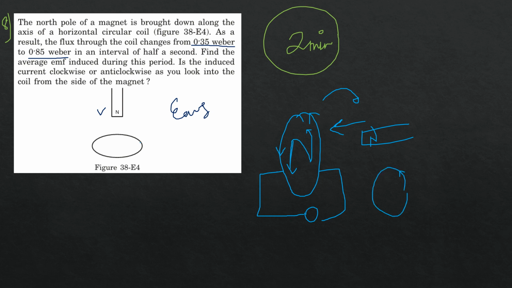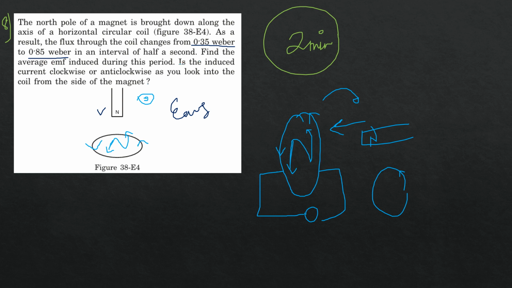So current will be anti-clockwise on this side of the coil. It's saying as you look into the coil from the side of the magnet. If I am here, my eyes are here, if I look like this, so this will be your north pole, isn't it? This will be your north pole, right? Yeah.